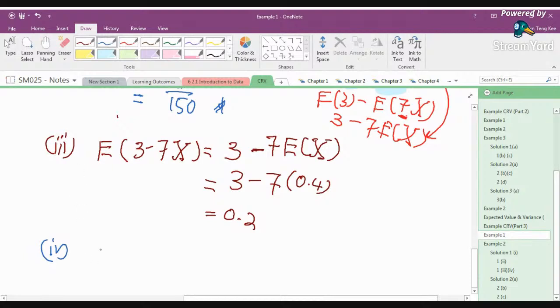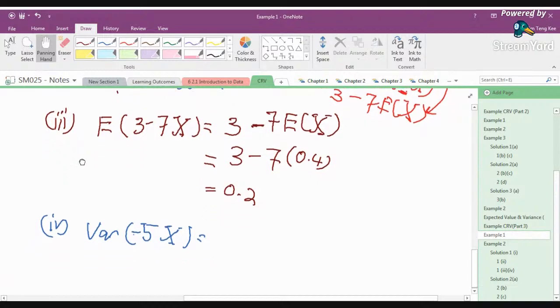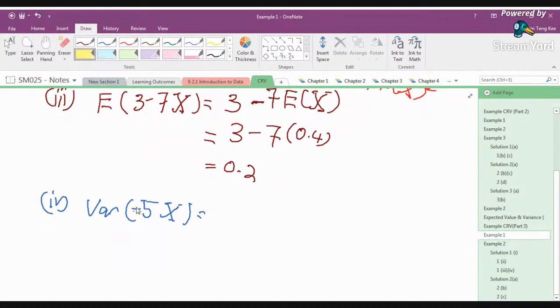Then followed by variance. The variance I want here is for negative 5x. Please be aware of how to calculate this answer. Regarding variance calculations in such cases using properties, we just focus on the coefficient of x, factorize it out, and square it.